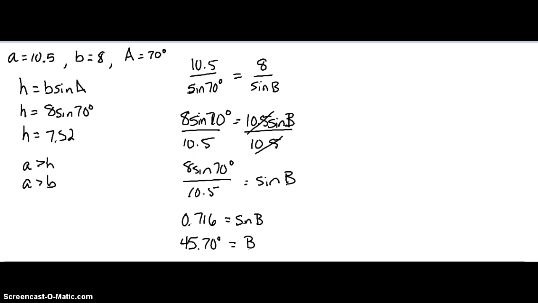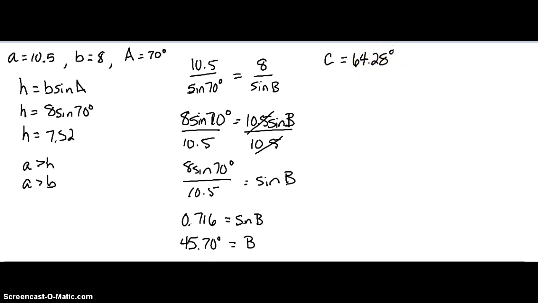Angle C is easy enough to find, because I know that all of my angles need to add up to 180. So if I take 70 plus 45.72 and subtract that from 180, we end up with angle C equal to 64.28 degrees.